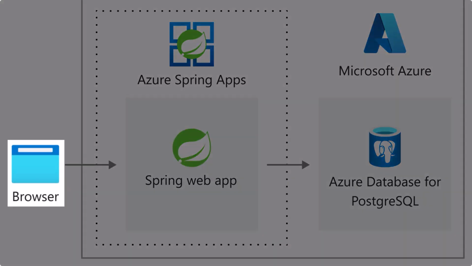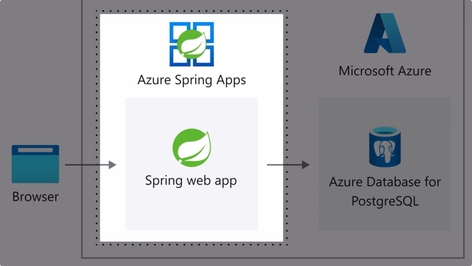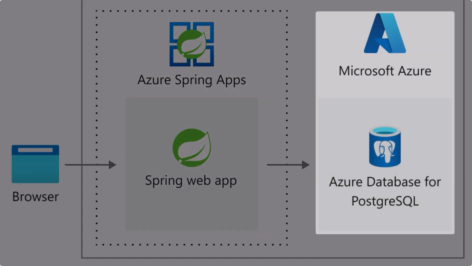I can use my phone or my laptop or whatever to access this app. And for this, I will use the cloud in the background. So with my browser, I can then access my Spring Web App cluster, which is running on Azure Spring Apps within Azure, as well as the Azure database for PostgreSQL.